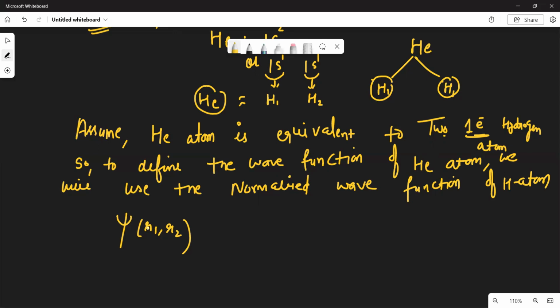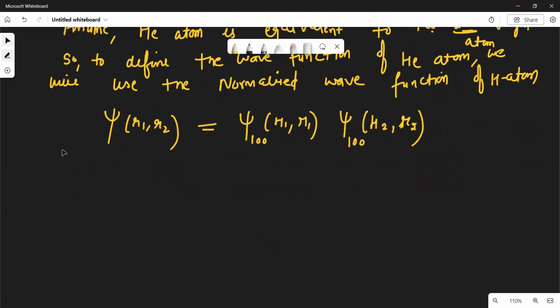represent distance of first electron from the nucleus, R2 represent distance of second electron from the nucleus, and it is equal to the product of the wave function of first hydrogen atom, in which electron is present at distance R1, into again the same wave function but for second hydrogen, in which electron is present at distance R2. Okay, we know the wave function for hydrogen atom is normalized wave function, and we know the expression also.